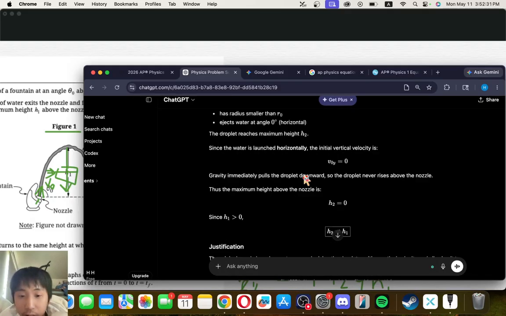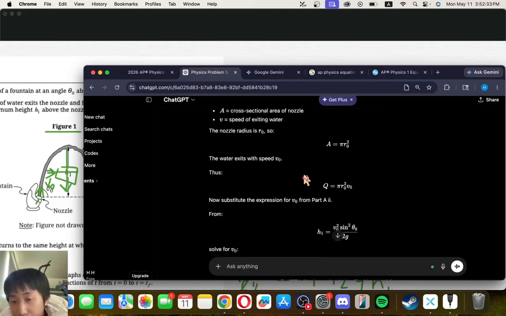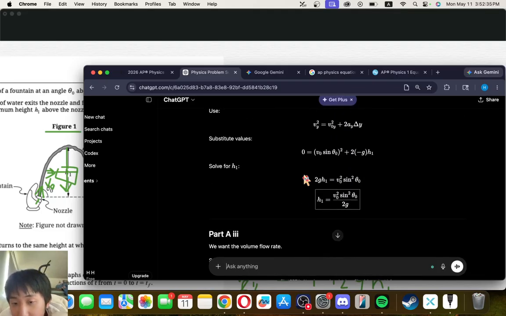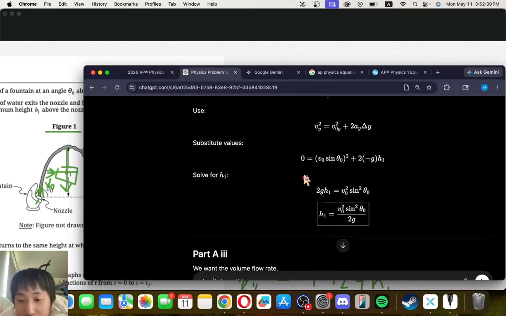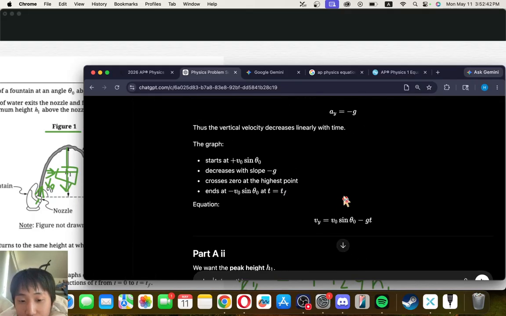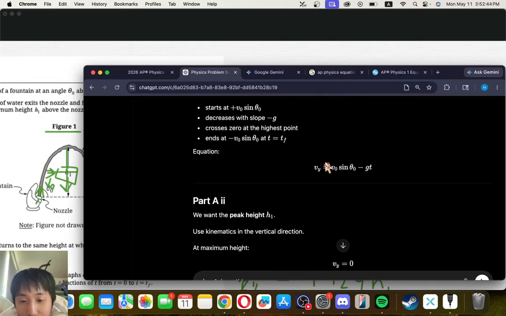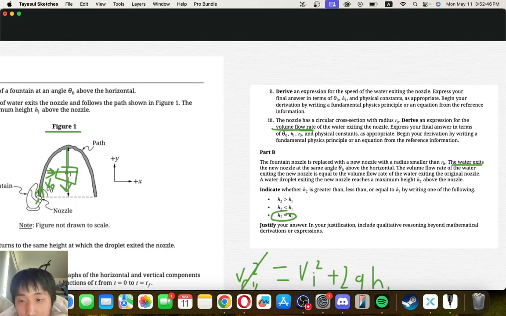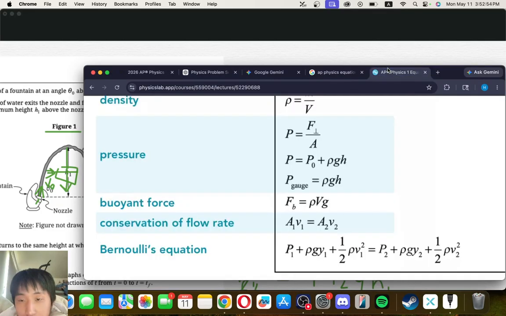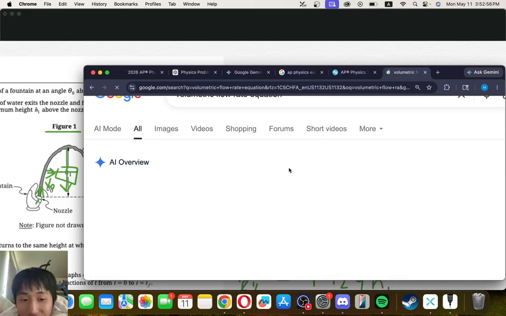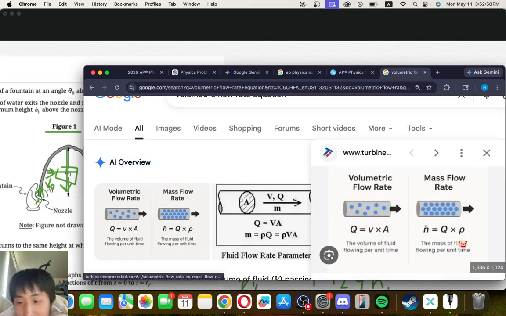By the way, I don't know. Yeah, it's over. Wait, no. Why is this guy solving for H1 when it does not ask for the peak height? It literally asks for the speed. Are we dumb? Yeah, I'm dumb as rocks, bro.